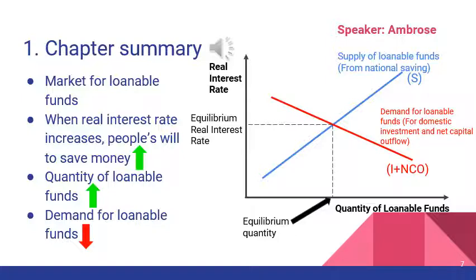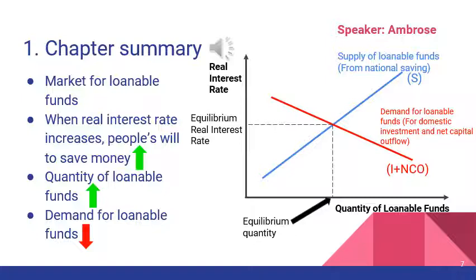The supply of loanable funds comes from national savings. The demand for loanable funds comes from domestic investment, which is I in this case, and the net capital outflow, which is NCO. We need to know the equation S equals I plus NCO. So, the demand and supply for loanable funds depend on the real interest rate.